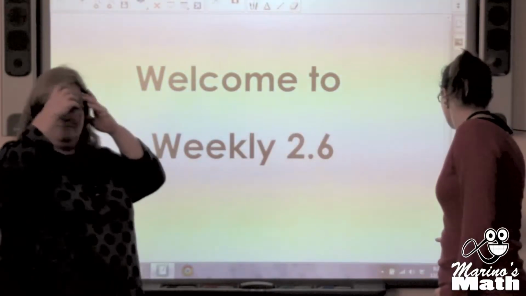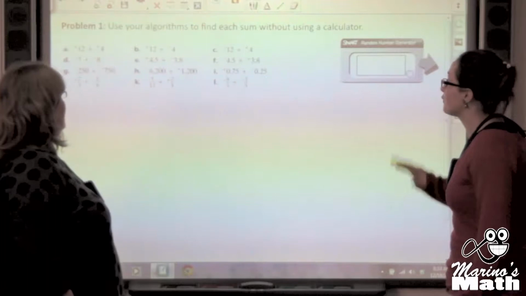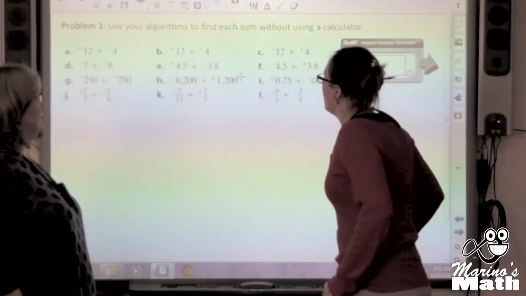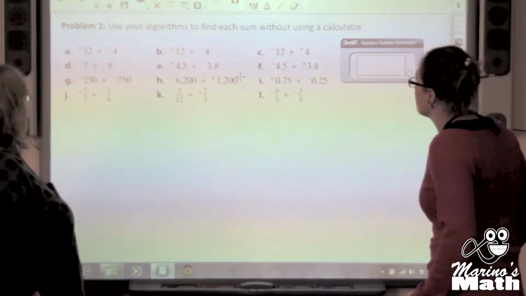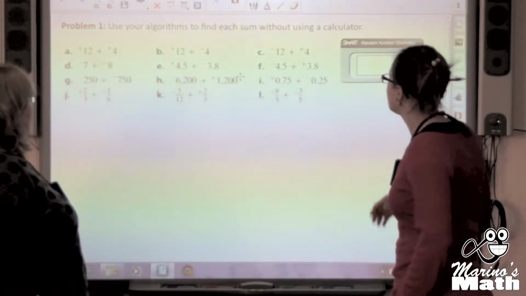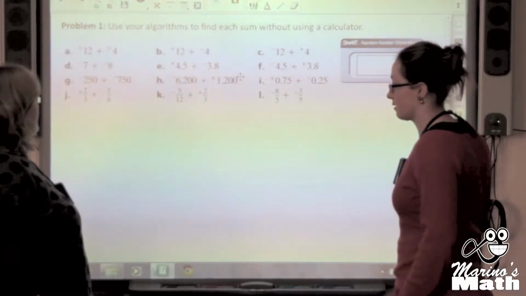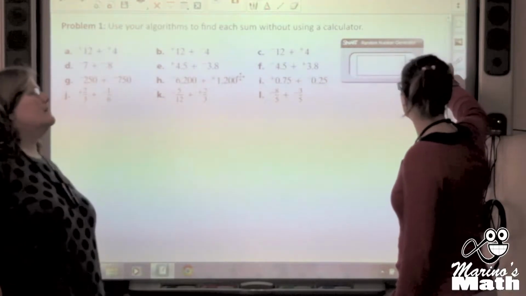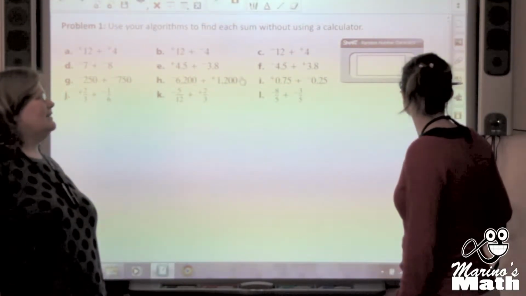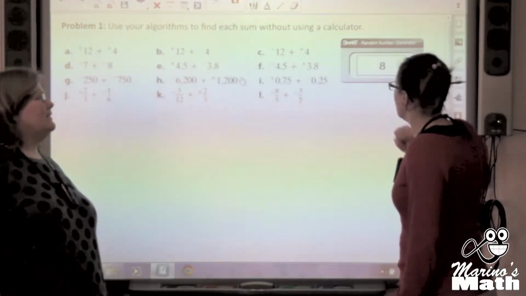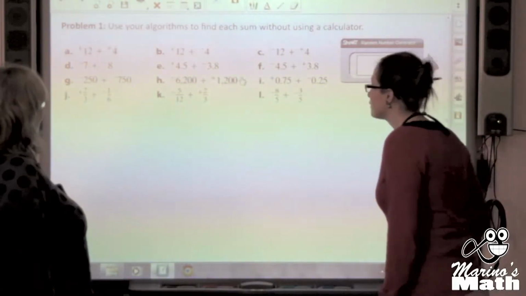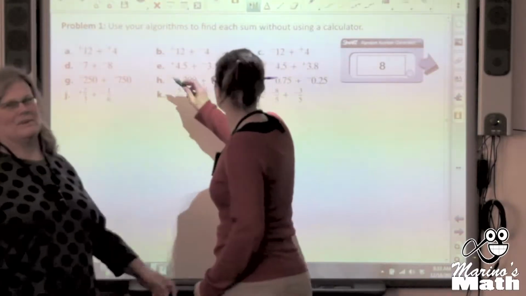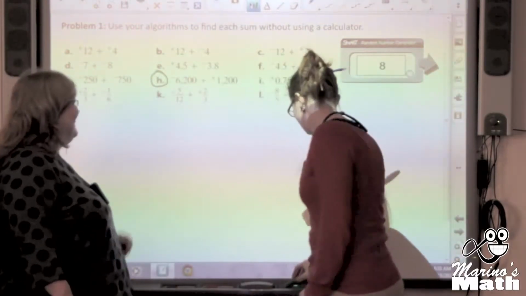Cool. For example, if we're looking at this first problem, there are 12 different problems there. For each of them, we're supposed to find the sum without using a calculator. I didn't think we wanted to do all 12, so the random number generator tells us to do number 8. Cool. So 1, 2, 3, 4, 5, 6, 7. Oh, the one with the big numbers. Yeah, the one with the big numbers.